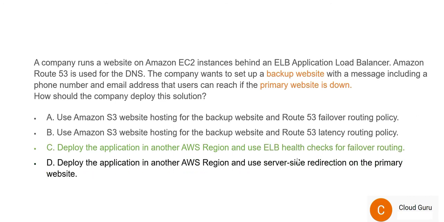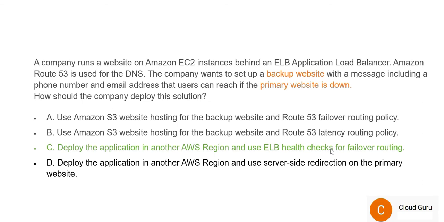Now option C, what it suggests is, it is saying you go to another region, so it is not cost effective. First point. Second point is telling you to use health checks of the load balancer for failover routing. So the failover need not happen at the load balancer level in this case.